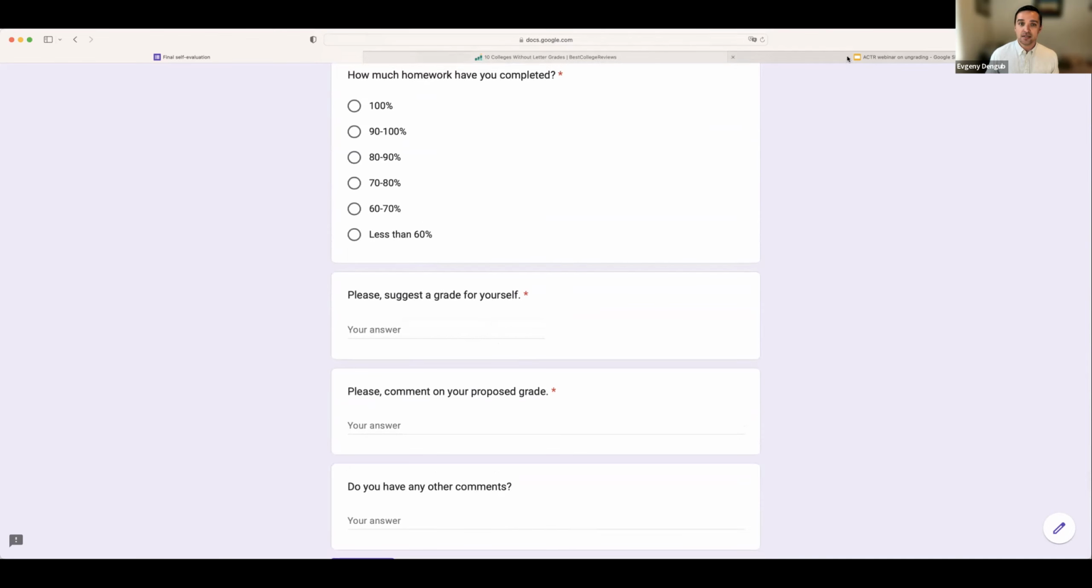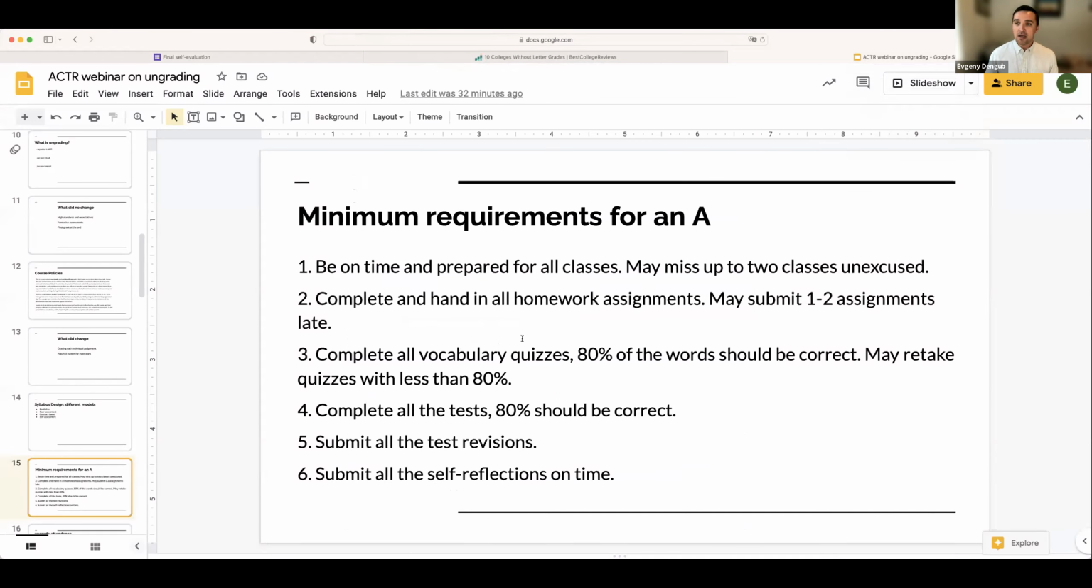So I give a similar version of this, a shortened version, in the middle of the semester, and then at the end of the semester. And again, not all students give themselves an A. Some actually suggest a grade that's lower than I would give them. But in any case, if I disagree with the grade, whether it's higher or lower, I talk to students.